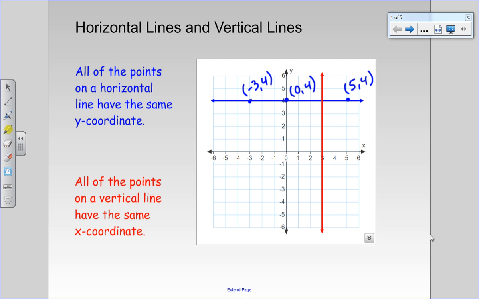All the points on a vertical line have the same x-coordinate. For example, we can see this vertical line intersects the x-axis at (3, 0), and it also passes through points like (3, 2) and (3, -4). So we can see that all the points on this vertical line have the same x-coordinate of 3.